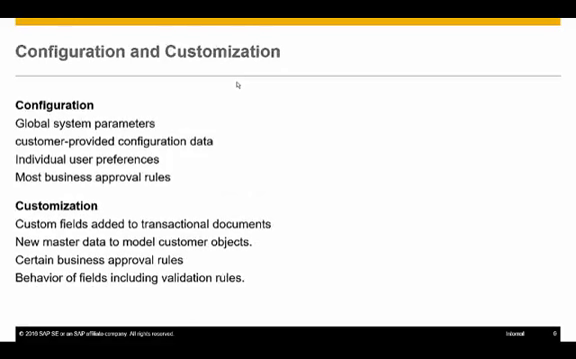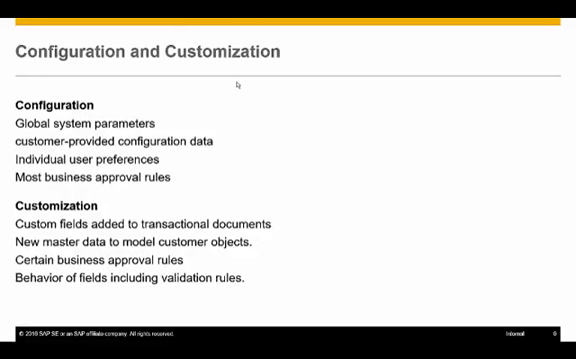Configuration and customization. These are categorized as two different things, and it's important to understand what each one of them means. Configuration basically means we are going to tweak the system in a way that it is allowed to do. So we have something called global system parameters. We can set the parameters that will basically dictate how the site is going to perform for each and every user that is going to use P2P.